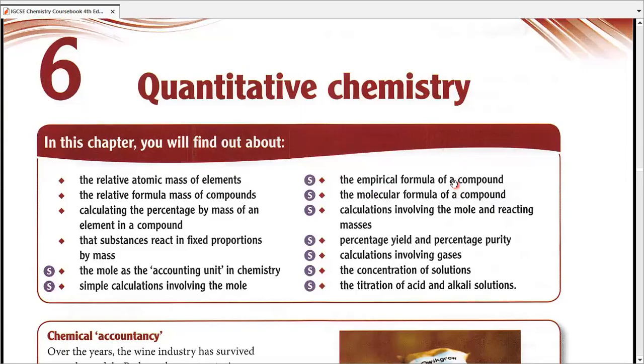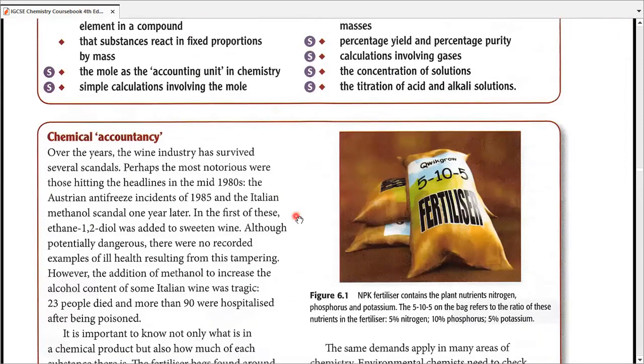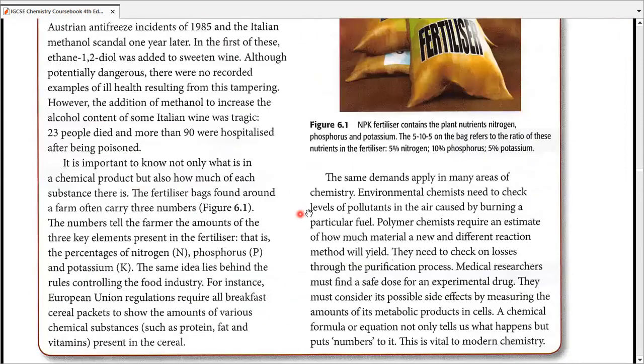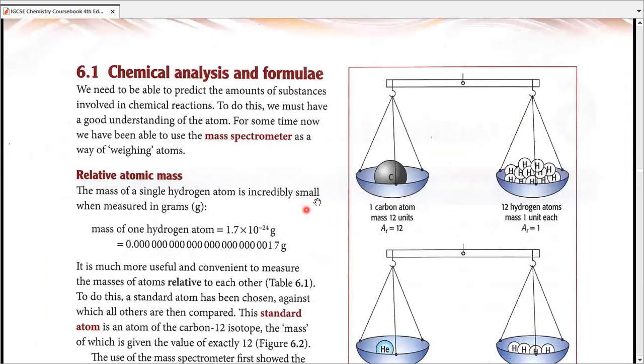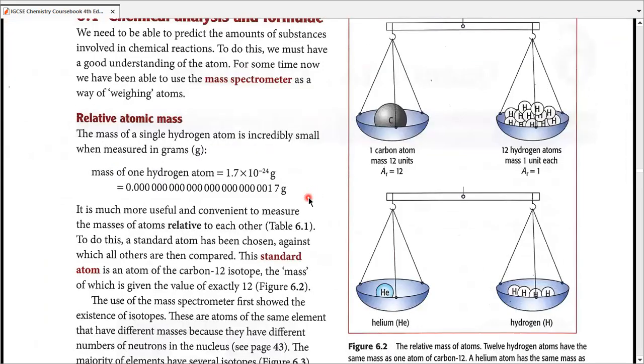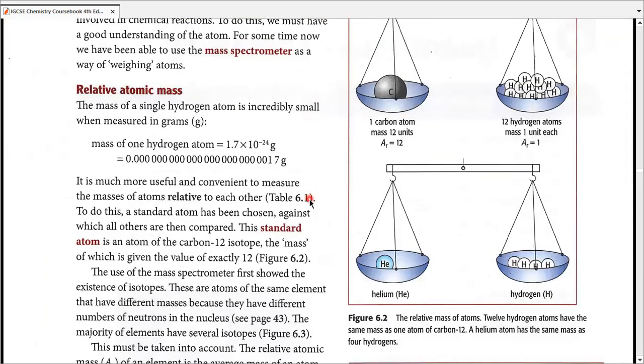Chapter number 6, Quantitative Chemistry. Now, this chapter really starts with the chemical analysis or formulae. It discusses the relative atomic masses. It tells you that the periodic table consists of relative atomic masses for all the stable isotopes for an atom, given that it is taken as a reference or in relation to carbon 12 isotopes.